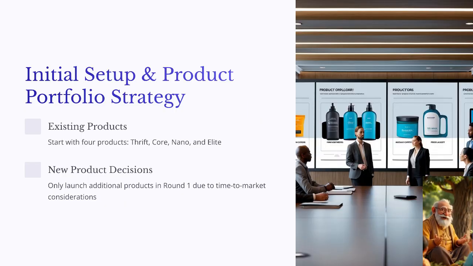Initial setup and product portfolio strategy. Participants commence the simulation with 4 existing products: Thrift, Core, Nano, and Elite. While the creation of new products is not mandatory, any decisions to launch additional products should be made in round 1 only, due to time-to-market considerations and diminishing returns in later rounds.